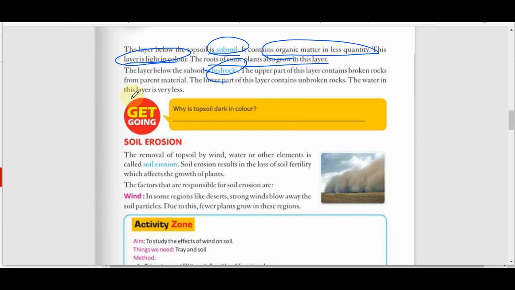Now you will see the question here: why is the topsoil dark in color? Because topsoil contains all the nutrients. It is highly rich in nutrients, minerals and organic substances, and a plant requires all these things. Plants need organic compounds, nutrients and minerals, and all of that is present in the topsoil, which is why its color is dark. I think you got the meaning of it.